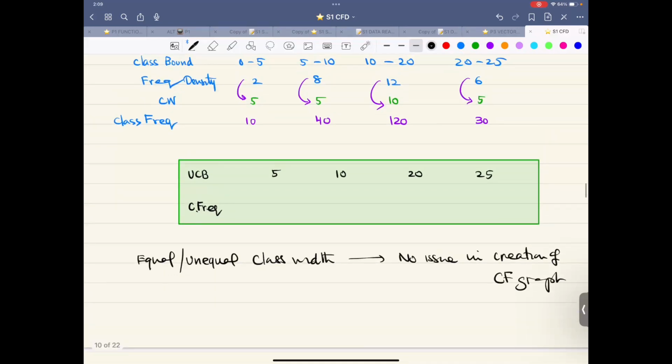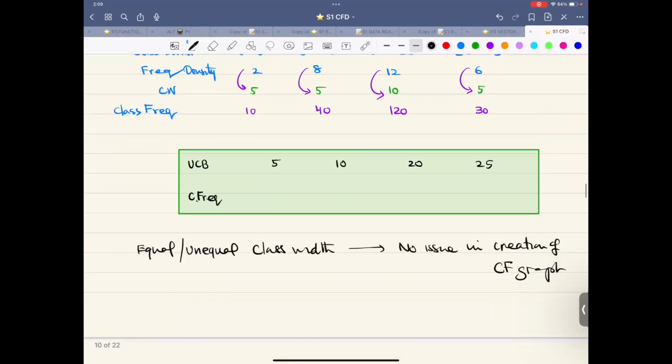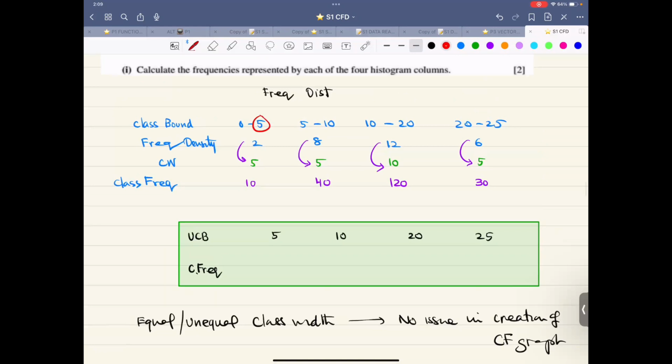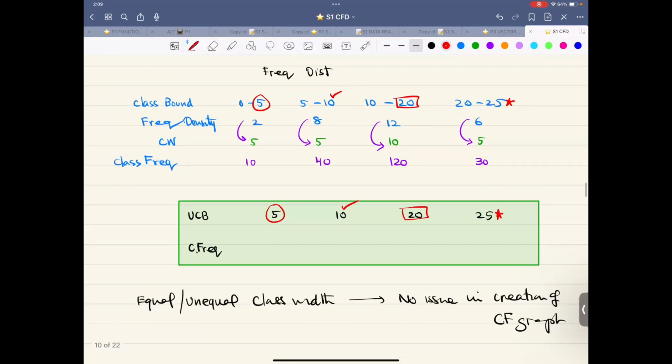So now over here, the cumulative frequency, first of all, less than this 5 over here. Let me use a red marker. This 5 is this 5. This 10 is this 10. This 20 is this 20. This 25 is this 25. And less than 5 is 10. So let me write 10 over here. Less than 10 is this 40 plus 10, or let me draw the arrow this way. 10 plus 40 is 50. 50 plus 120, that is 170. 170 plus 30, that is 200.